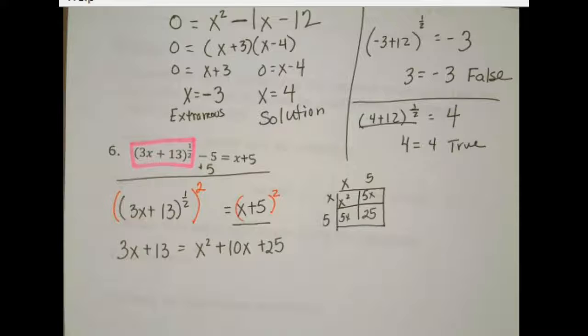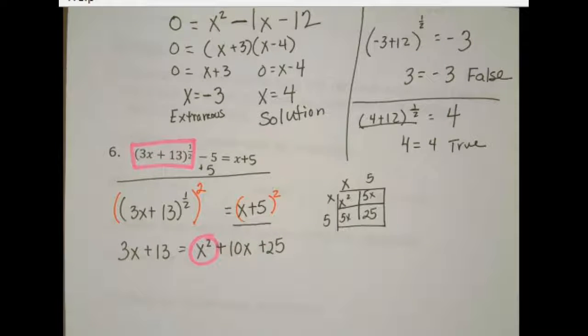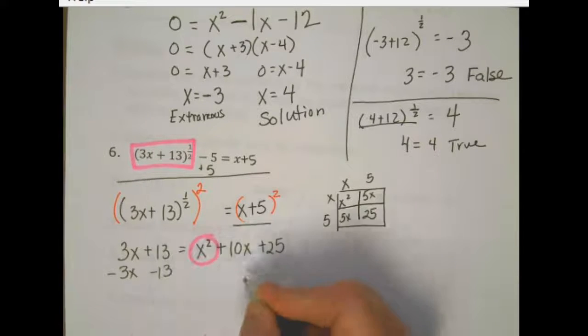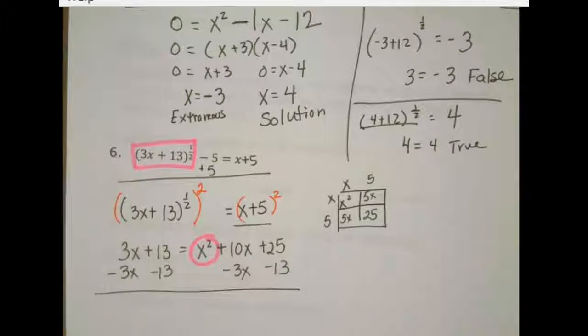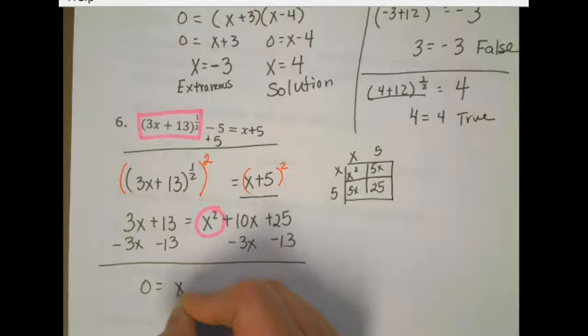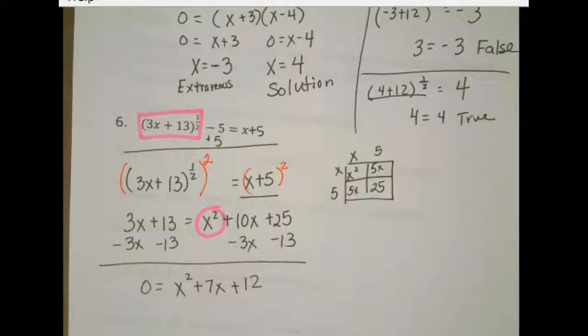Now, what do I see right here? X squared. So I need to factor it. So I need to zero out the side that does not have the x squared. Some of you also zeroed out the wrong side. When you zero this side out, you want the x squared to be positive because it's very hard to factor if the x squared is negative.